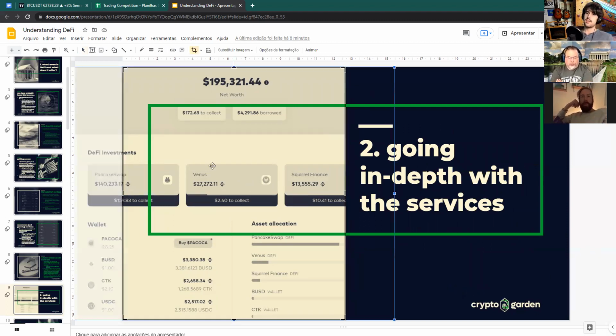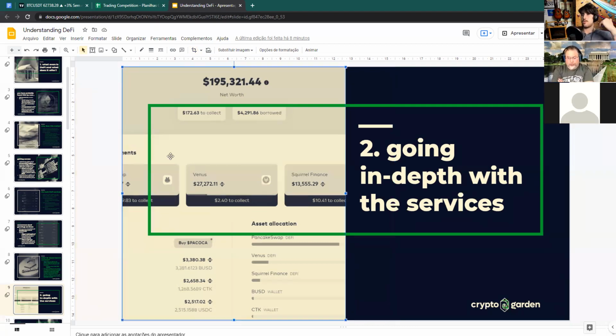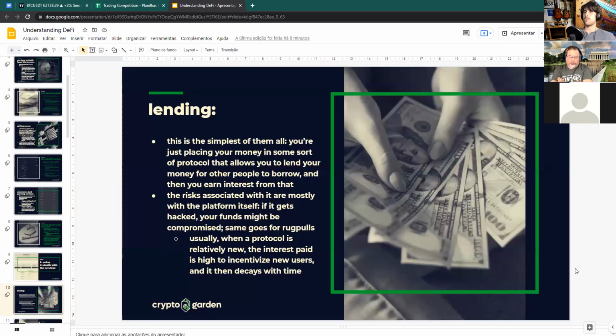Right here, I have a screenshot of the Brazilian project that is actually kind of a DeFi portfolio viewer, right? It shows you how much you have to collect in yield farms, how much you have borrowed, how much you have in loans, and how much you owe, the health of those loans, etc. And it is very interesting. There are a lot of those projects, and we'll see what each of those services is. Okay. So first, the simplest of them all is lending, right?